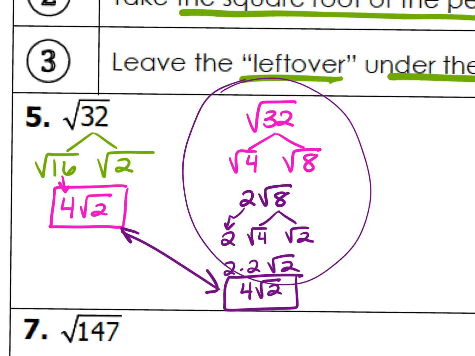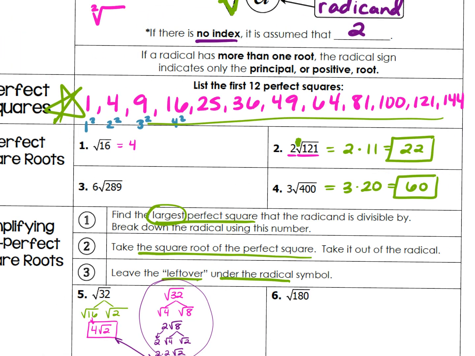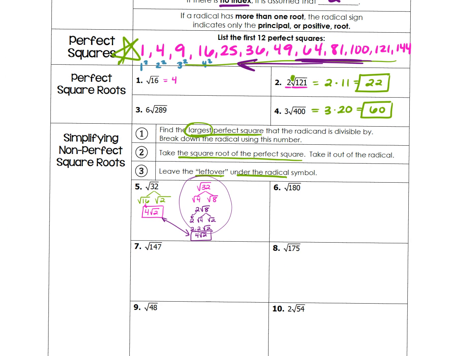This is way more work. So I highly recommend you start high on your list of perfect squares, right? Start over here and work your way this way so that you find the best one first. Questions on that? All right.